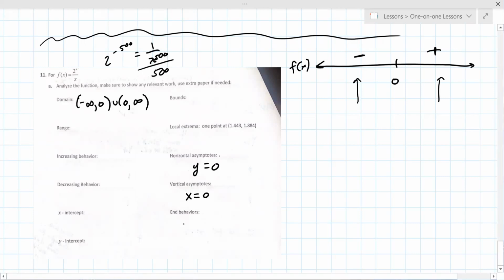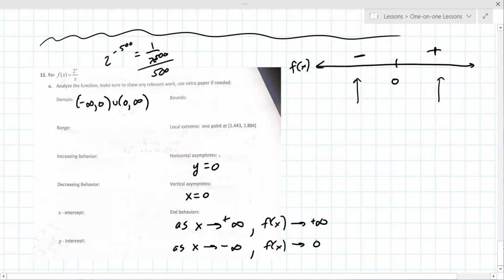All right, so we've got a few things we could say. The limits: as x goes to positive infinity, f of x also goes to positive infinity. As x goes to minus infinity, f of x goes to 0. And that's what we just said by trying to figure out these asymptotes. Okay, y-intercept we can do.